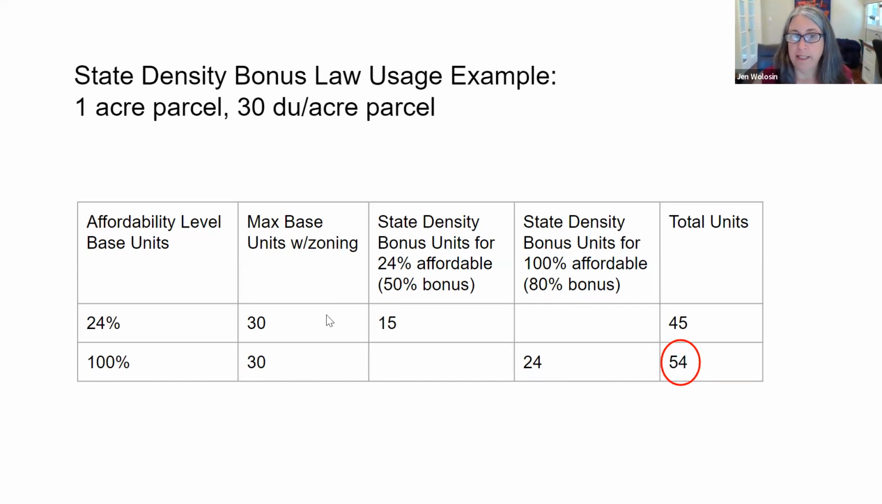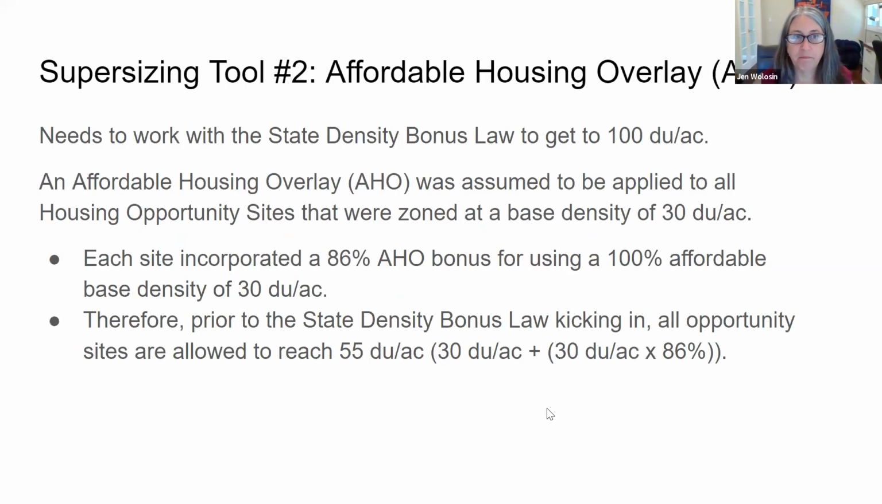It's more of a sliding scale for less affordability. So for what I showed you before for that low income, if it's 24%, it's not 100%, you get a smaller bonus of 50%, and that would yield 45 units.